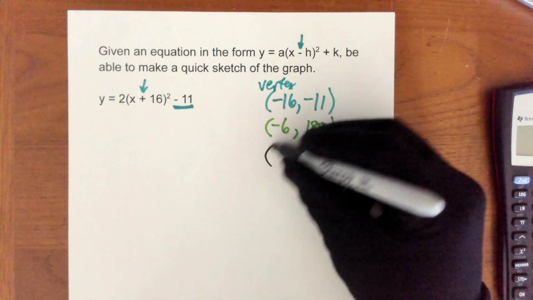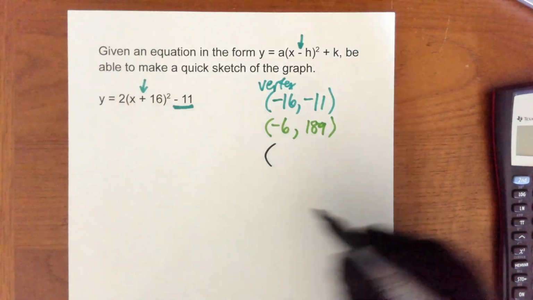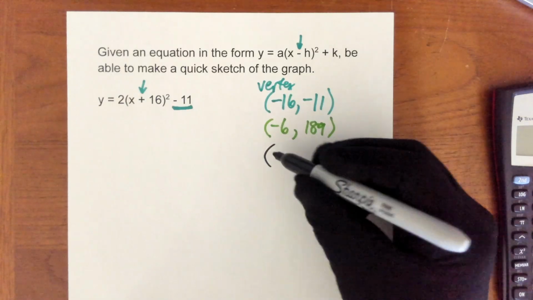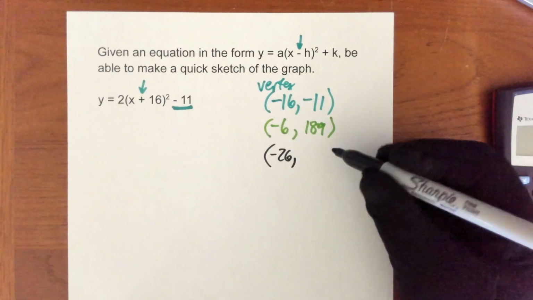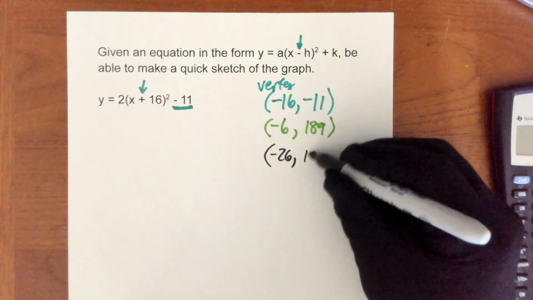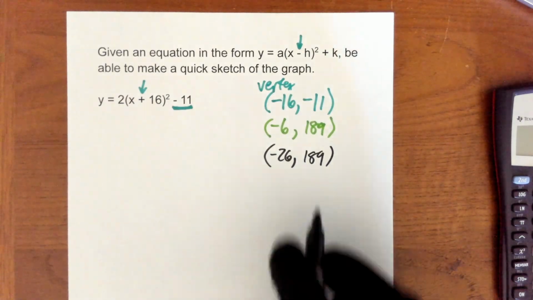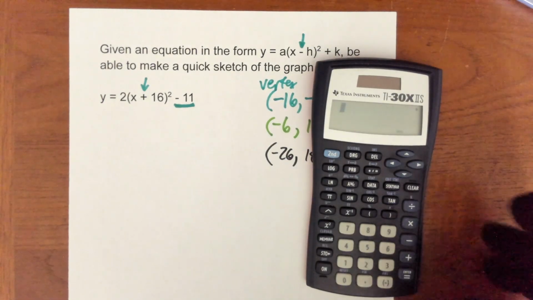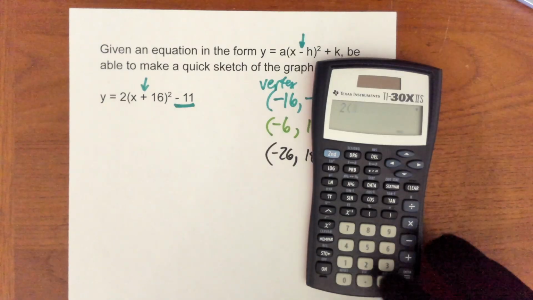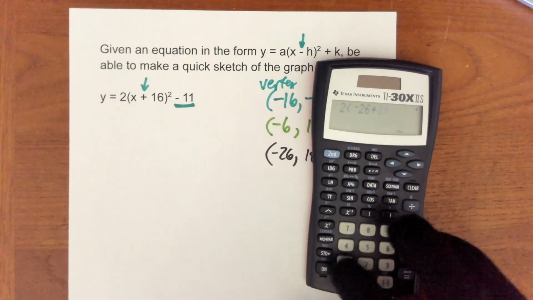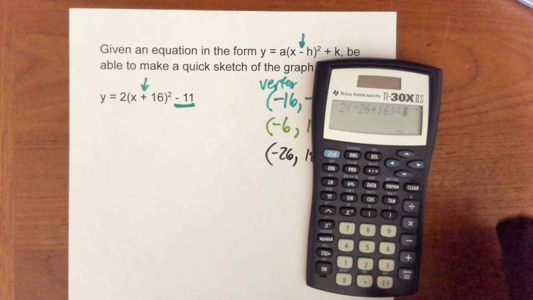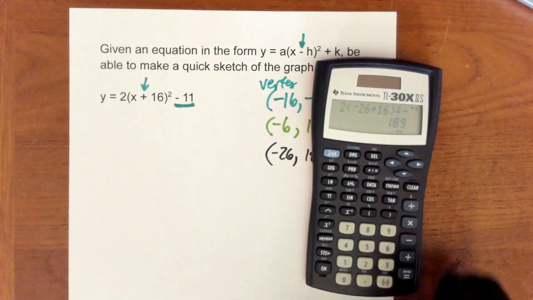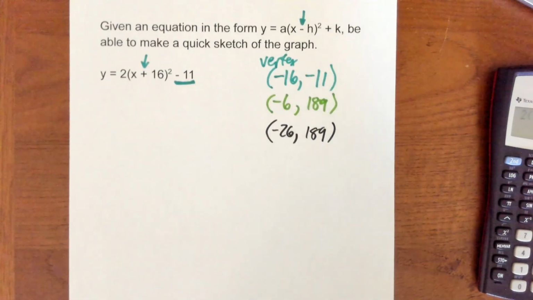Negative 6 is 10 away from negative 16. What is 10 away from negative 16 in the other direction? Negative 26. Okay. So we should end up with the same value. Again, you don't have to run the numbers in your head. You can use a calculator, and then it doesn't really matter what point you pick. I just think this is a great opportunity for you to practice your arithmetic, mental math.